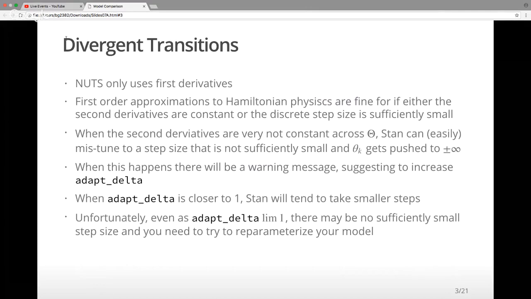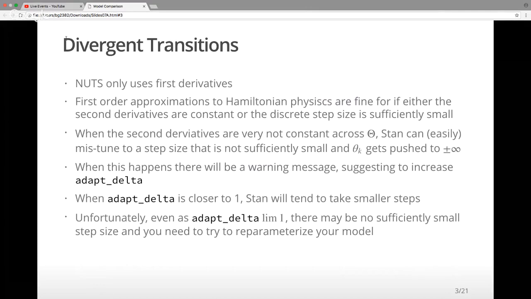But even if adapt delta gets very close to 1, there may be no sufficiently small step size that allows STAN to efficiently draw from this posterior distribution that's written. And you may need to think about reparameterizations to your model that have more reasonable second derivatives. It's sort of amazing when people are first starting out that there are multiple equivalent ways to represent a posterior distribution for the things of interest.